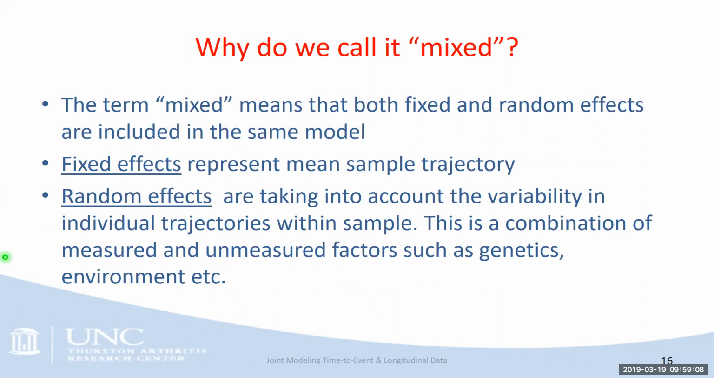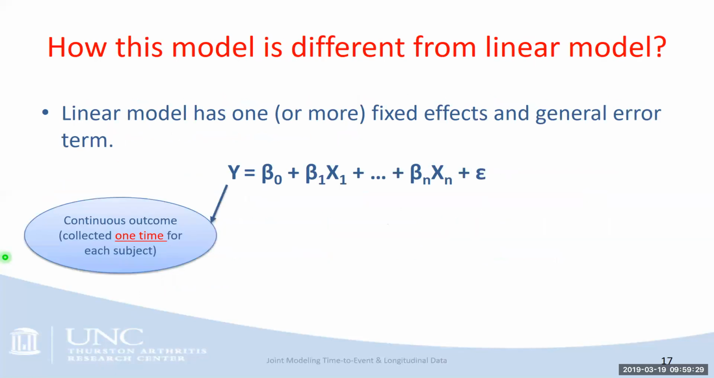So why do we use the term mixed in linear mixed? This means that we have both fixed and random effects in the same model. So fixed effects are representing just mean sample trajectories. But with random effects, we're taking into account the variability that is introduced by the individual trajectories within the sample.